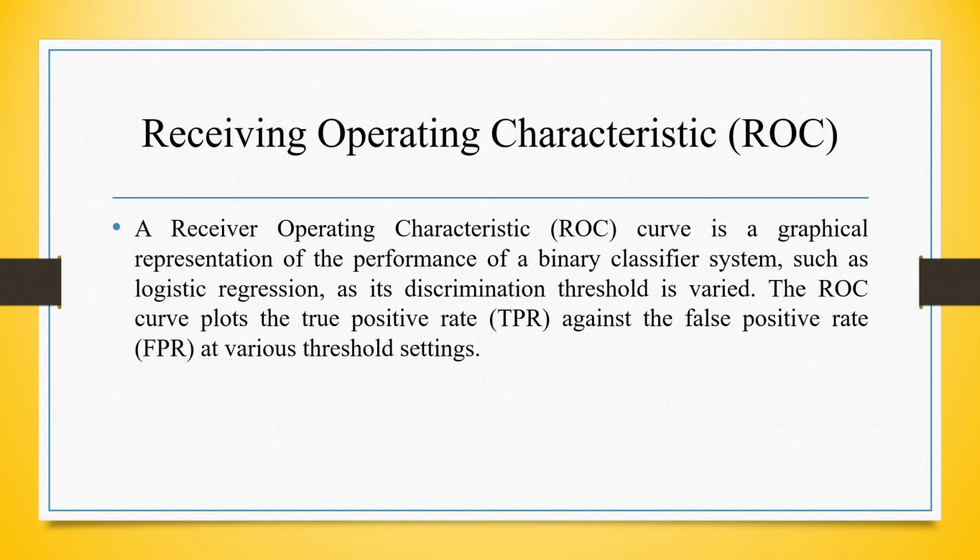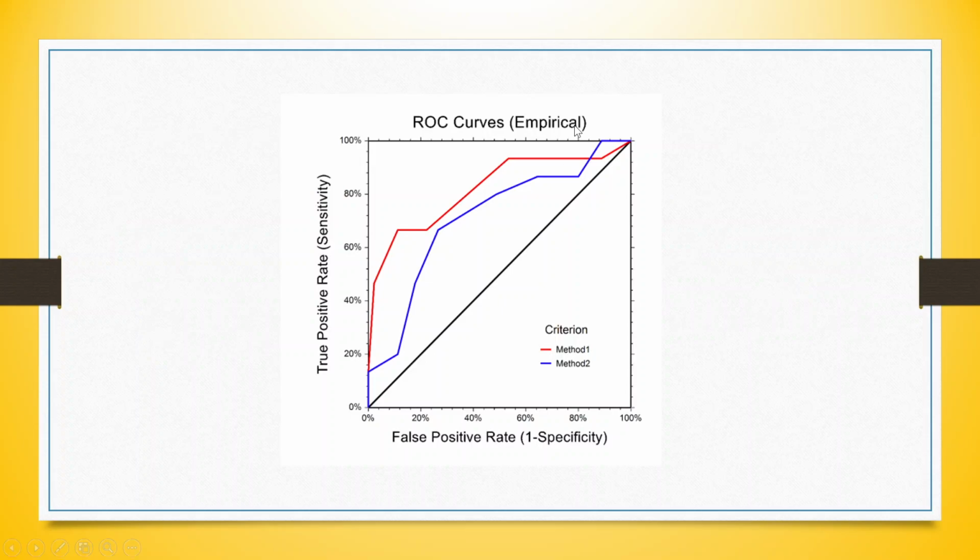A receiver operating characteristic curve is a graphical representation of the performance of a binary classifier system such as logistic regression, naive Bayes, decision tree, as its discrimination threshold is varied. The ROC curve plots the true positive rate against the false positive rate at various threshold settings. You can see here the dark diagonal line represents an AUC of 0.5, which is just a random guess, meaning there is no model.